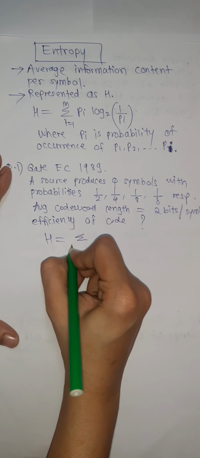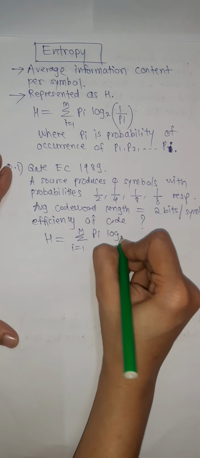Entropy H is equal to summation i equals 1 to m of pi log base 2 of 1 upon pi. So it will be 1, 2, 3, 4 terms: 1 by 2 log 1 upon 1 by 2 plus 1 by 4 log 1 upon 1 by 4 plus 1 by 8 log 1 upon 1 by 8 plus 1 by 8 log 1 upon 1 by 8. So it will be 1 by 2 log 2 plus 1 by 4 log 4 plus 1 by 8 log 8 plus 1 by 8 log 8.